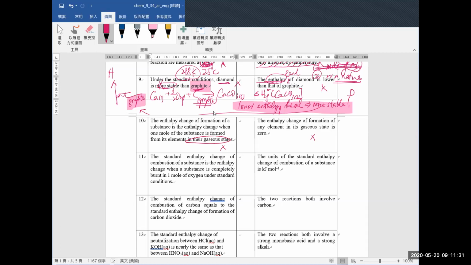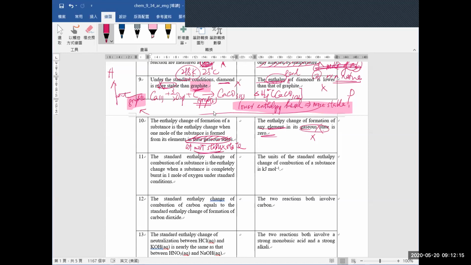It's not from the gaseous state, which is what? Yes, at its most stable state. So the most stable state is not necessarily gas. So the second statement, formation of element in its gaseous state is 0. No, it's not. Because at the most stable state, it is not necessary to be gas. It can be solid, it can be liquid. So if you say that in different state, of course, the enthalpy change of formation is not 0.